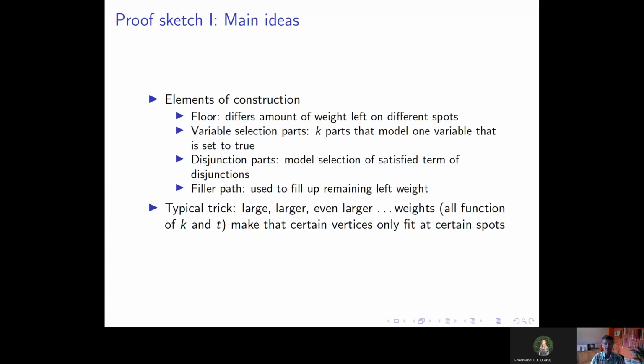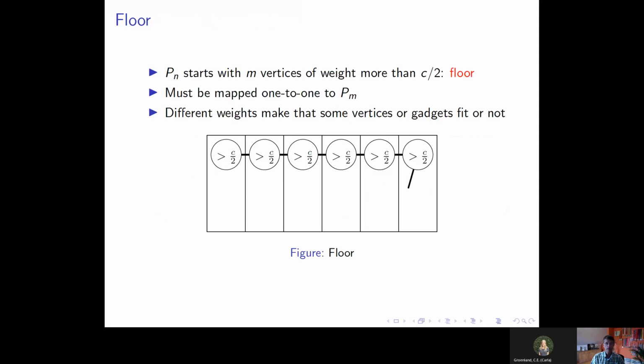And in the proof, a typical trick is to work with different types of weights, where some are large, and even larger, all a function of k and t. And in this way, we make sure that certain vertices can only fit at certain spots. So the floor has m vertices, where each of these m vertices has a weight which is larger than c divided by 2. And because of that, we cannot fit 2 vertices on the same spot. So this first part has to be mapped 1-to-1 to the path as shown in the picture.